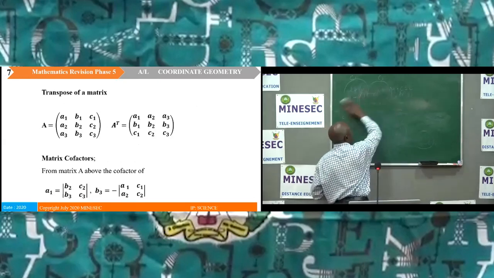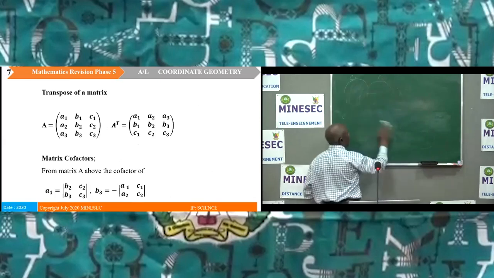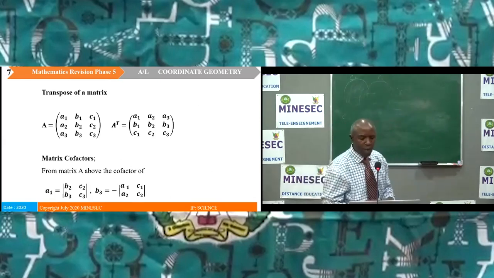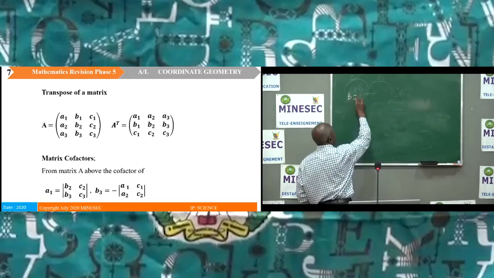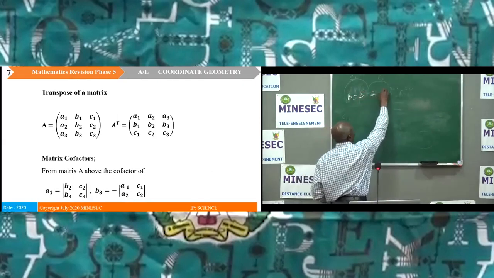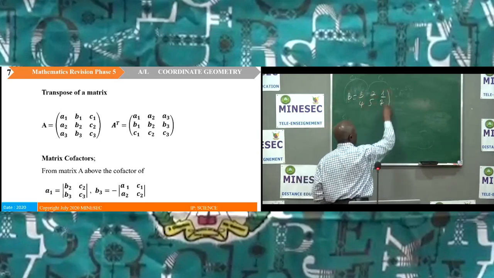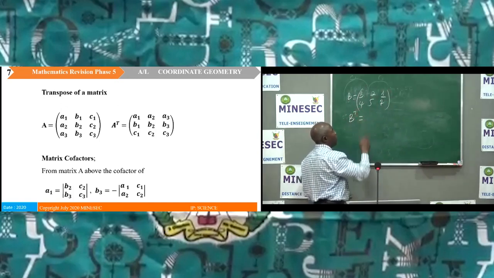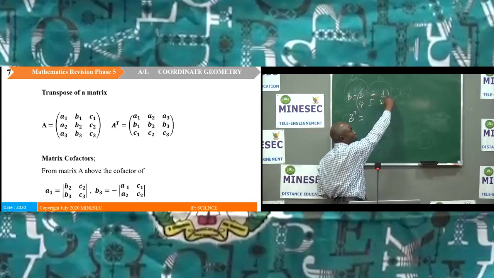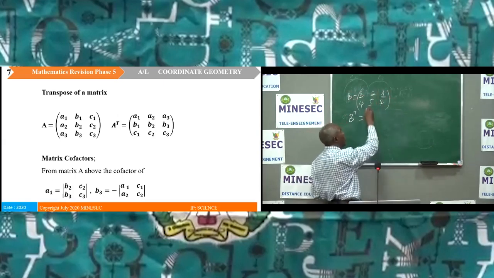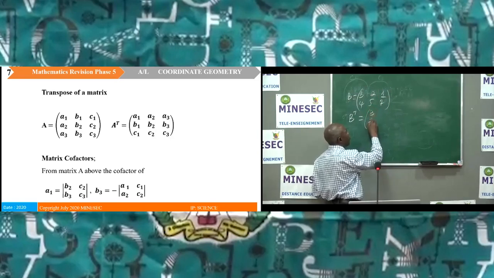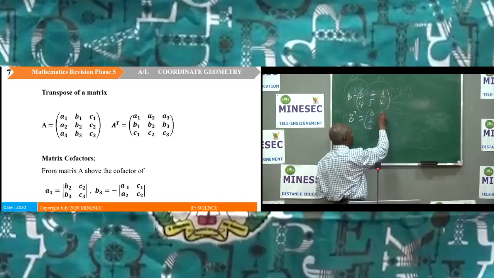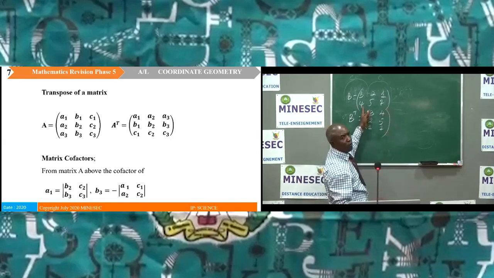Or we can equally have another situation where we have something like this. So B equals 3, 2, 1, 4, 5, 7. The transpose then: we have to take the first row to become the first column. So we have it as 3, 2, 1, the second row becomes the second column, and we have it as 4, 5, 7. This is the transpose of the matrix B.